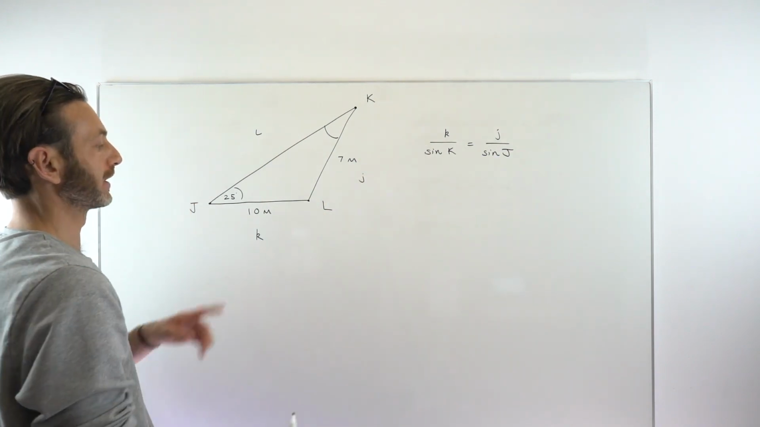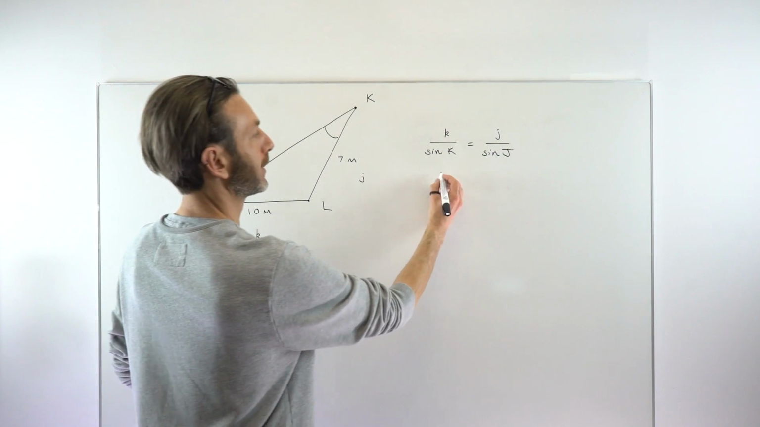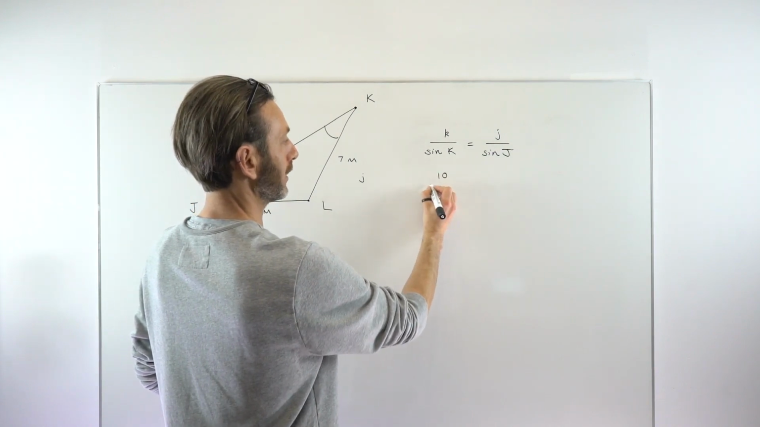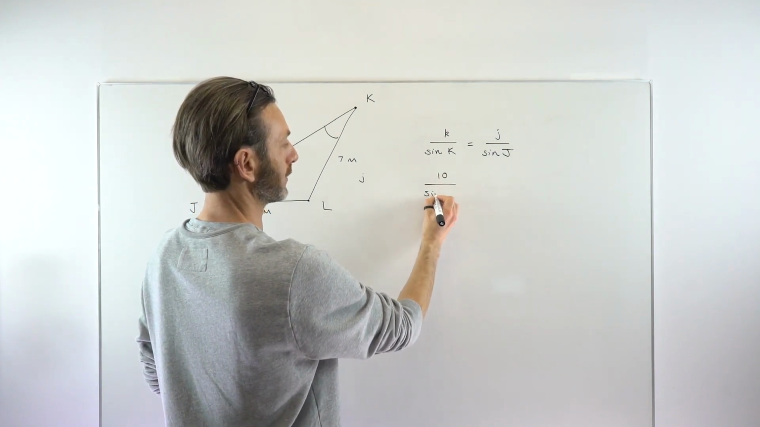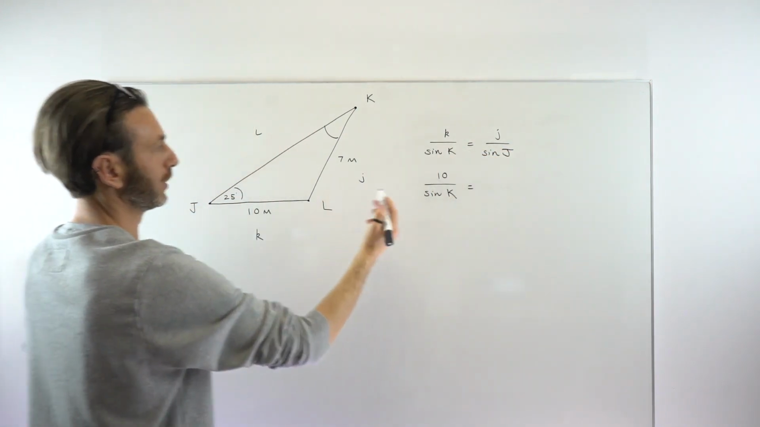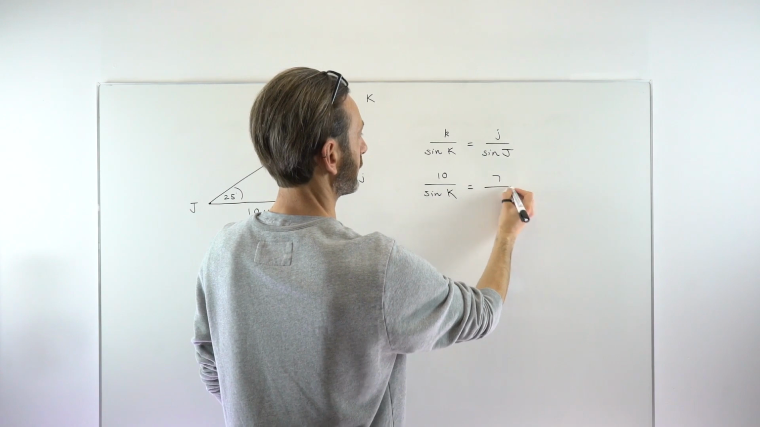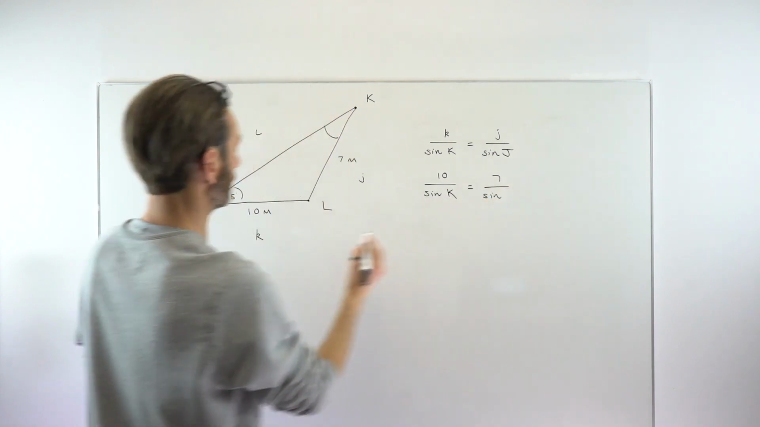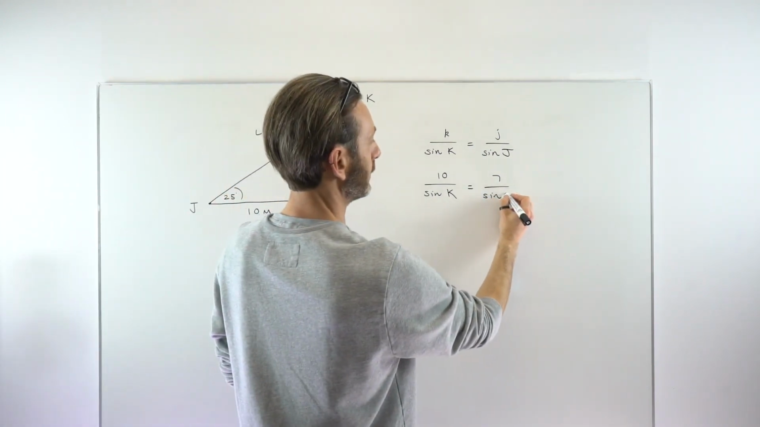We can just start to populate that now. So little k is 10. Remember that uppercase K is what we're trying to find, so we'll just leave that as sine K for the time being. Small j, little lowercase j is 7. And then angle J is this one down here, which is 25.